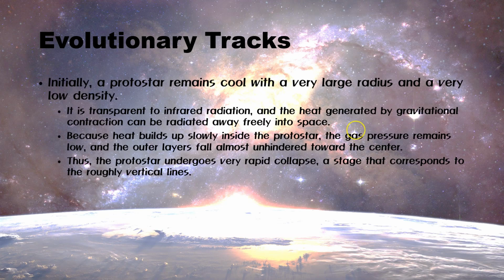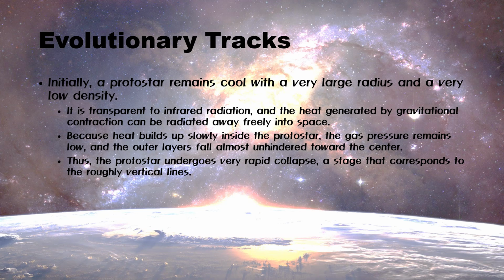Now, if we look at this in terms of the protostars that we talked about, keep in mind that a protostar remains relatively cool with a very large radius and very low density. During the protostar stage, it is very transparent to infrared radiation, and the heat generated by gravitational contraction can actually be radiated away freely into space. Because heat does build up slowly inside of a protostar, the gas pressure remains pretty low, and the outer layers fall almost unhindered toward the center.